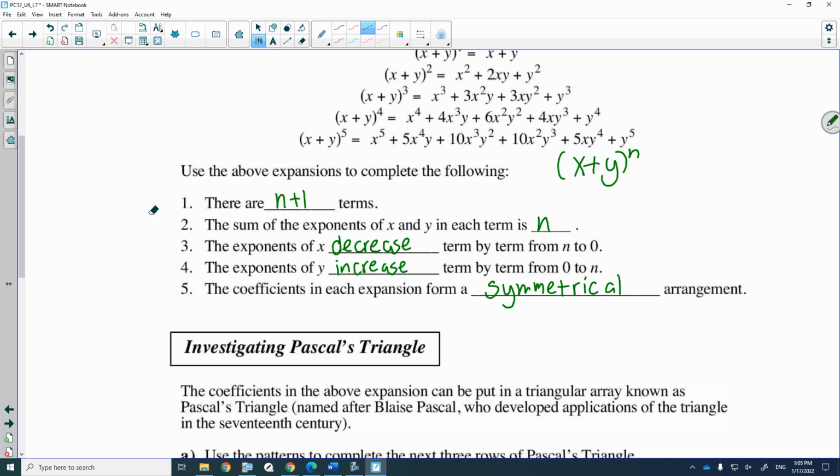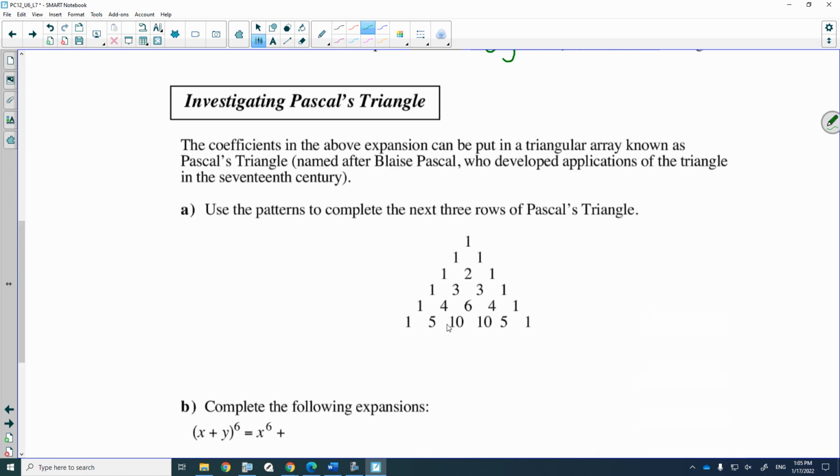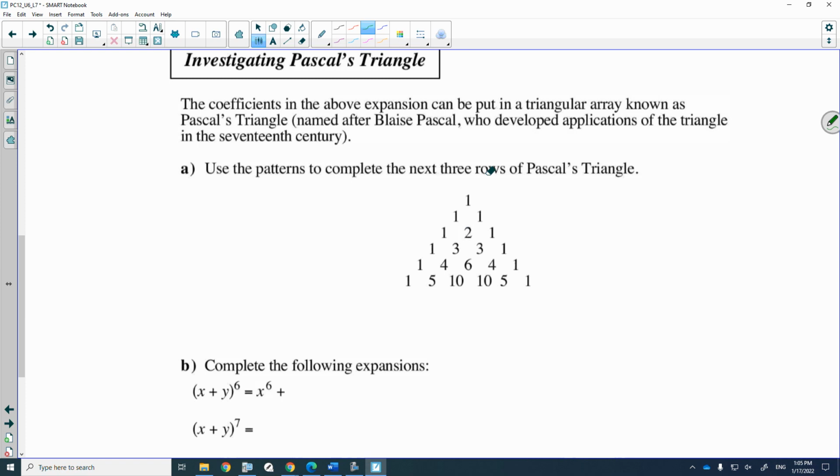Okay, so I'll show you quickly what this symmetrical arrangement would look like. So this arrangement here, how it's symmetrical is as follows. If I drew a line down here, the ends are 1s, and then once I go in, I've got a 5 here and a 5 here, a 10 here and a 10 here. So what you're going to see as we go further and further down, if you figure out what the first term is, that's going to be the last term.